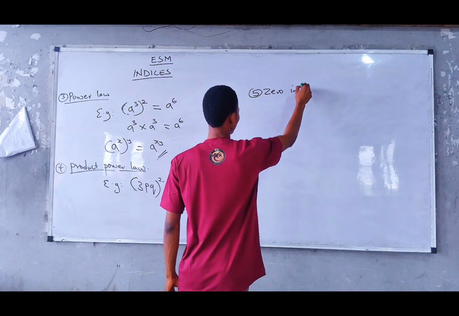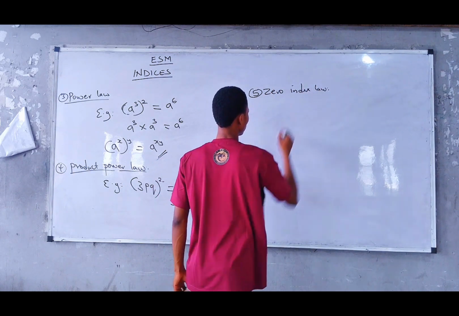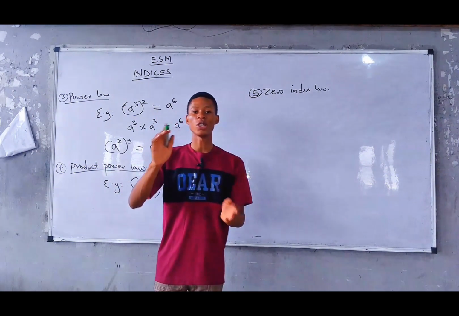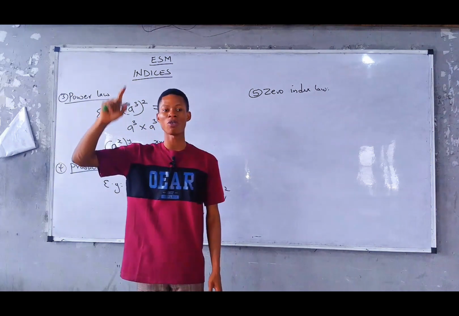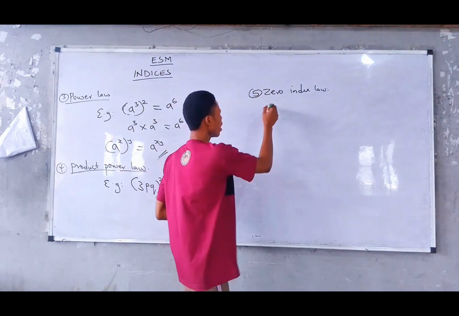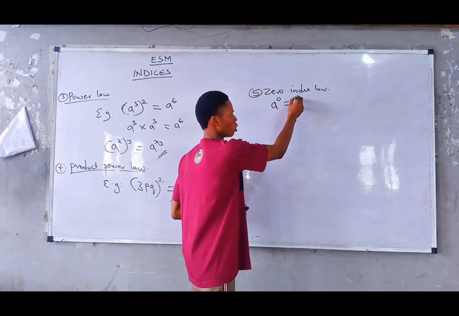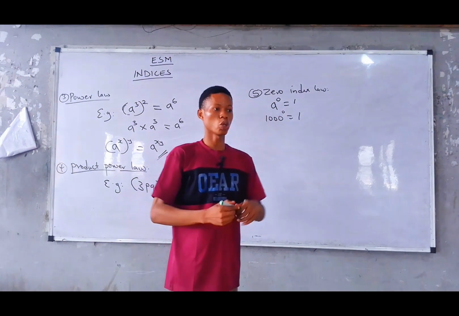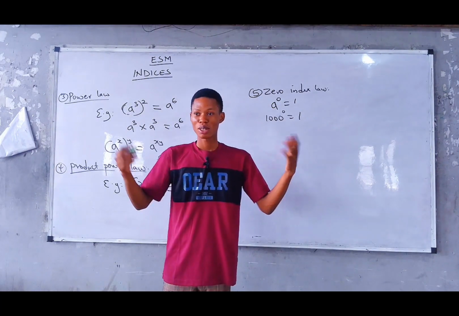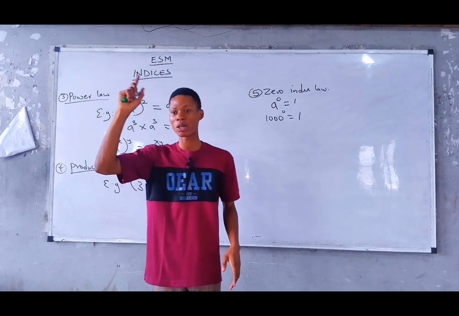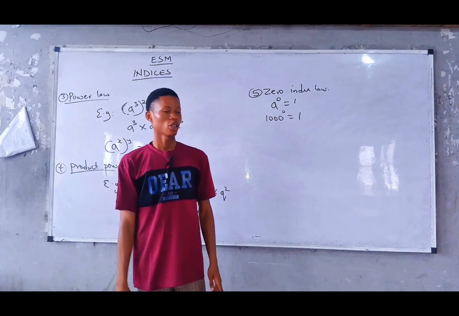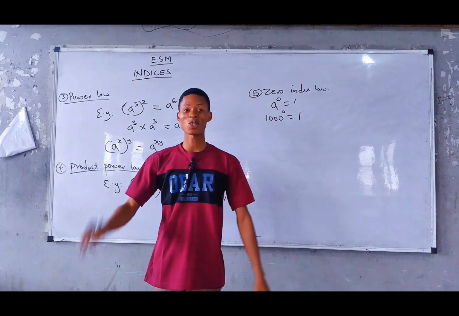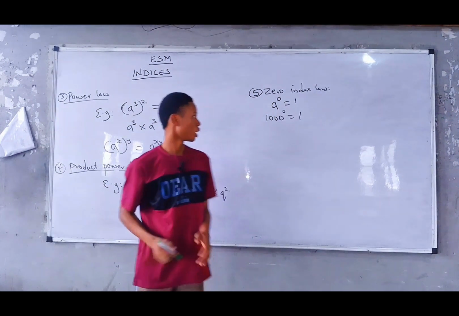Zero index law. We already know that index means power, right? It is a basic principle that anything raised to the power of 0 is what? Is 1, right? So if you have a raised to power 0, it is what? 1000 raised to power 0 is what? 100 million raised to power 0 is what? In fact, give raised to power 0 is what? 1. Anything at all raised to power 0 is 1. Because some persons usually say anything raised to power 0 is 0. No, it's 1. Anything raised to power 0 is 1. Alright, so that's that.